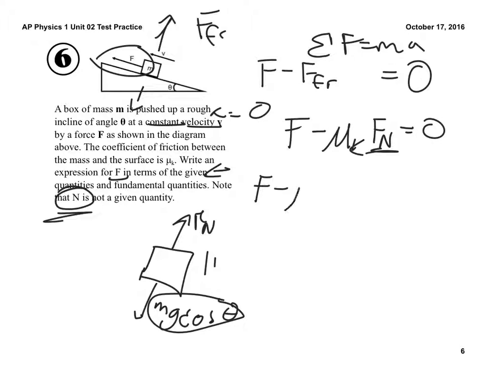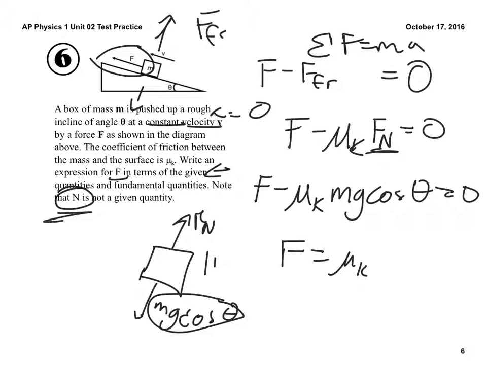So the force applied minus mu sub k times mg cosine theta equals 0. And it looks like I've pretty much set up everything I need. I'm just going to rearrange it so that F is by itself. F equals mu sub k times mg cosine theta.